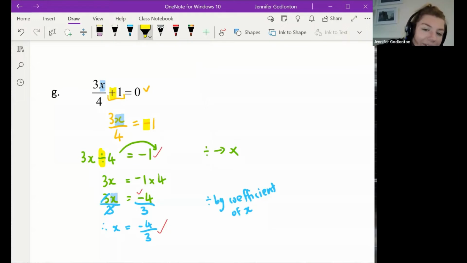Here it was a divide, so it becomes a times. It's not that it would be divided by 4, so times by -4. It's that the operation is changing. So this +1 is becoming a -1 because that's its opposite operation, and this divide is becoming a times because that's its opposite operation. But the number doesn't become positive or negative. Hopefully that helps a little bit. But we'll do a bunch more of these today, so don't panic.